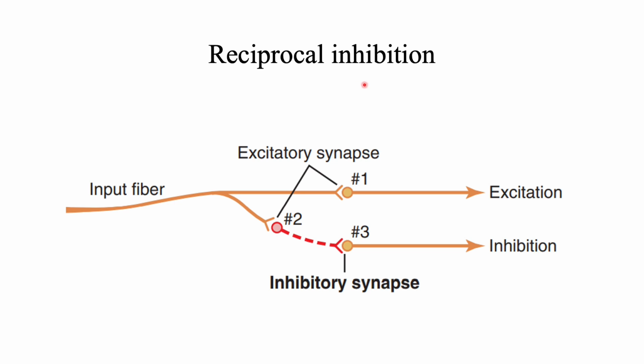So in reciprocal inhibition, this is the same signal that's coming here. It's causing excitation in one direction, but it's causing inhibition in the other direction. And this is especially important in the control of the antagonistic muscles of the limbs. You need to do excitation of the muscle, but inhibition in the antagonistic muscle, and vice versa. So this is reciprocal inhibition.